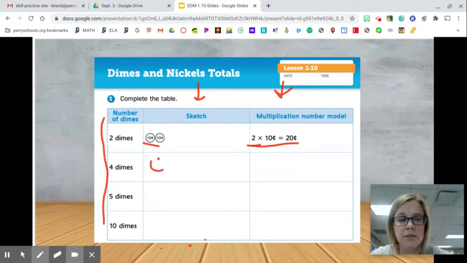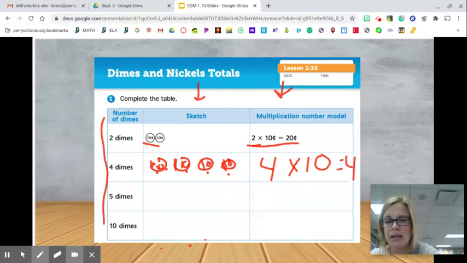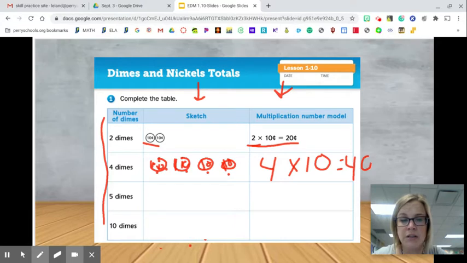So 4 dimes, 1, 2, 3, 4. Each of these have 10 in them. And then I can see that I have 4 dimes and they're 10 cents each. 10, 20, 30, 40. 4 times 10 is 40. Your first activity that you're doing is to finish this page.